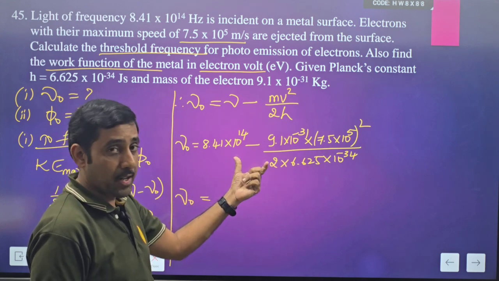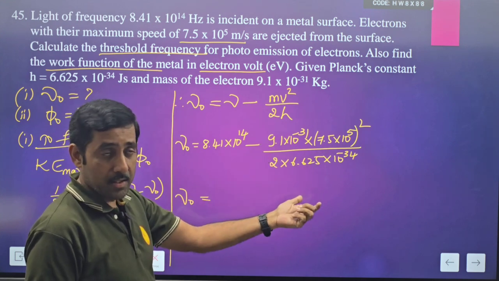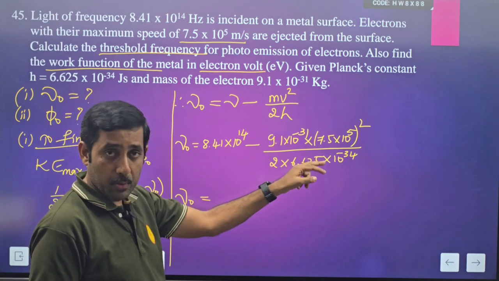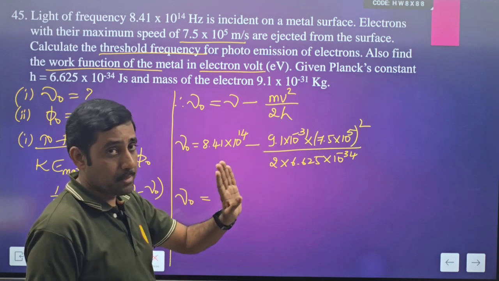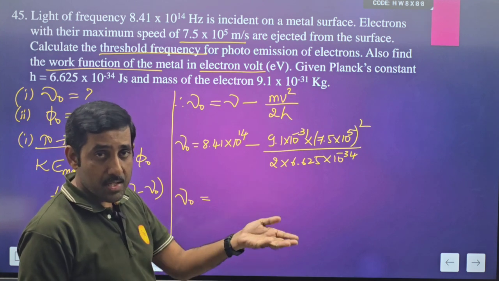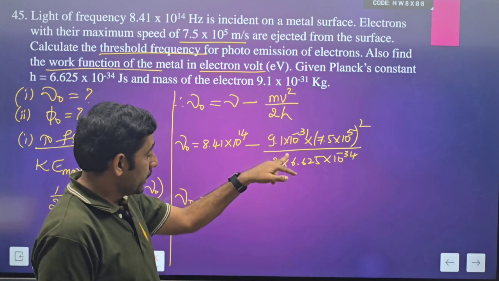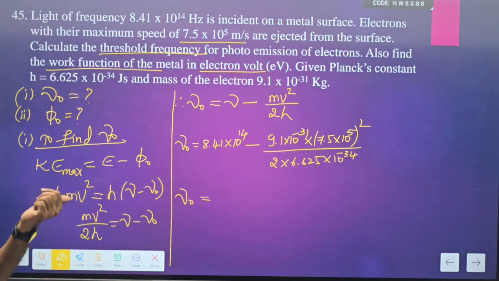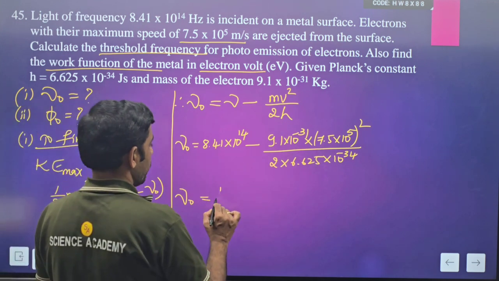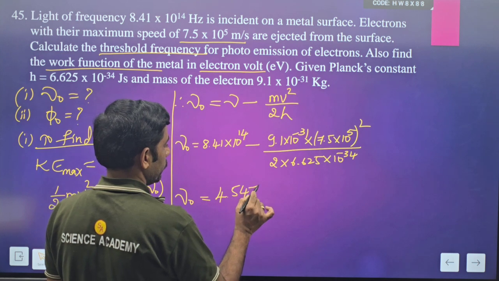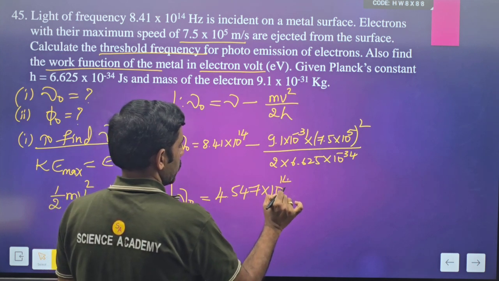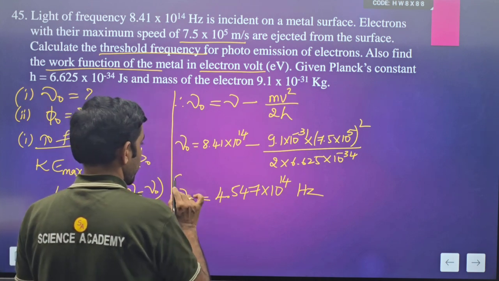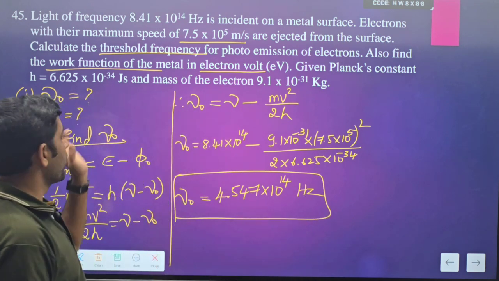But you can't subtract directly, because to add or subtract, the powers of 10 must be the same. Either make both 14 or make both 13. That's basic mathematics. So convert it to 3.8 into 10 to the power 14, and if you subtract, you will get nearly 4.547 into 10 to the power 14 hertz. So this is your final answer for threshold frequency.